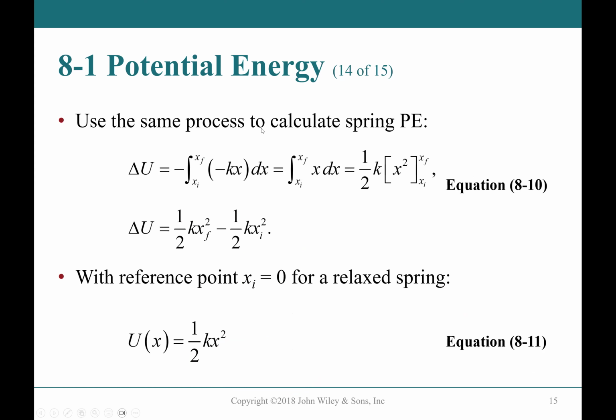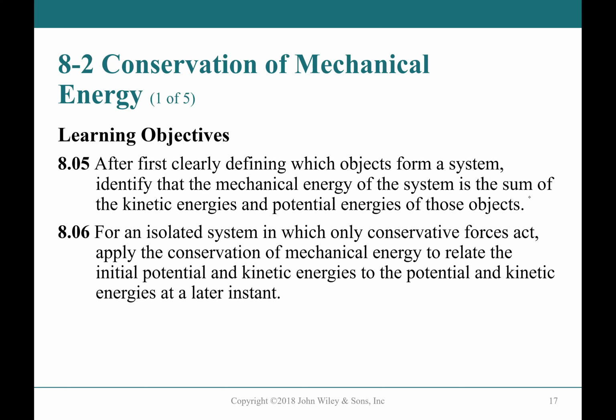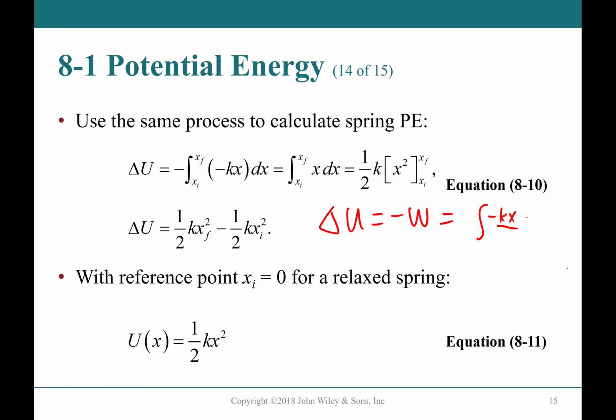And also here, the same process to calculate the spring potential. We get the change of potential energy equal to negative work. And here we are going to have kx. This is what we call Hooke's law. We are going to verify Hooke's law in our next lab. So negative kx dx.